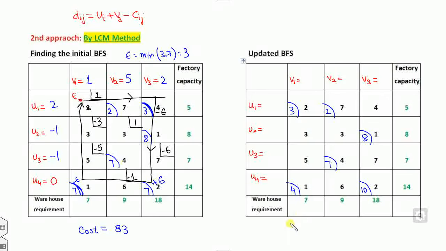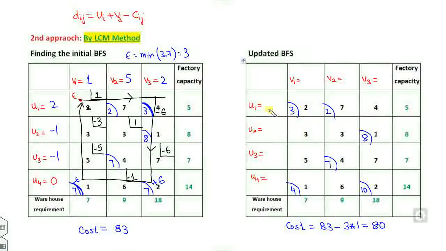Okay, so what will the cost be? So the cost is, the previous value is my 83. What is the epsilon? It is my 3. What is the entering variable? It is this one, and the value of this entering variable is 1. So it comes to be 80. Or otherwise you can multiply 3 into 2 and so on.